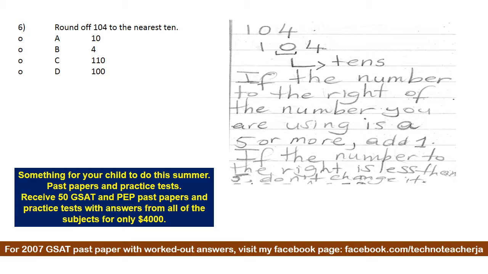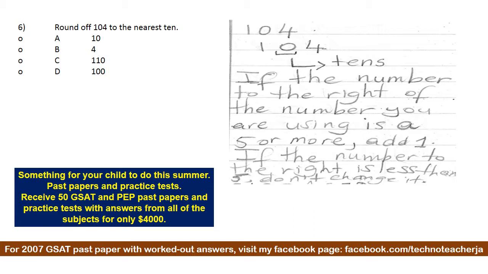So okay, let's do this. 104. We underline the number in the tens position, that's 0. Next, we look at the number in the ones position. It is 4, and the rule is, if the number is 4 or less, do not change the number in the tens position. So the number in the tens position remains at 0.